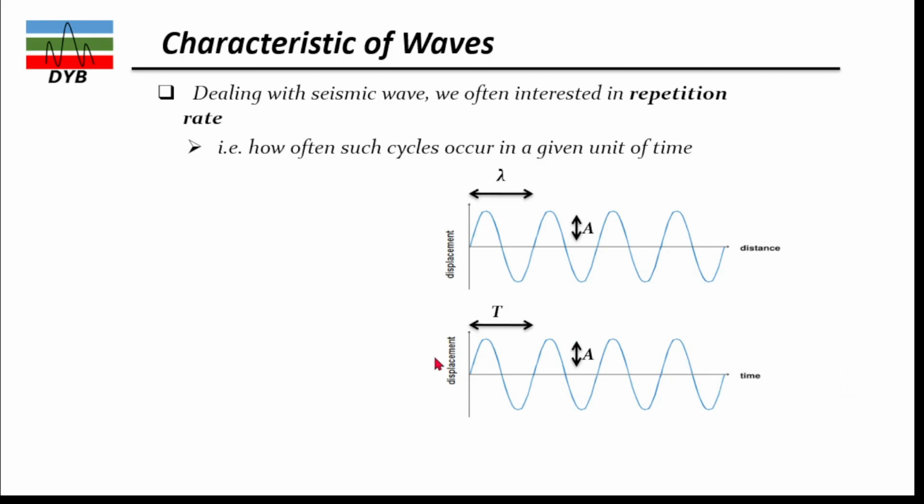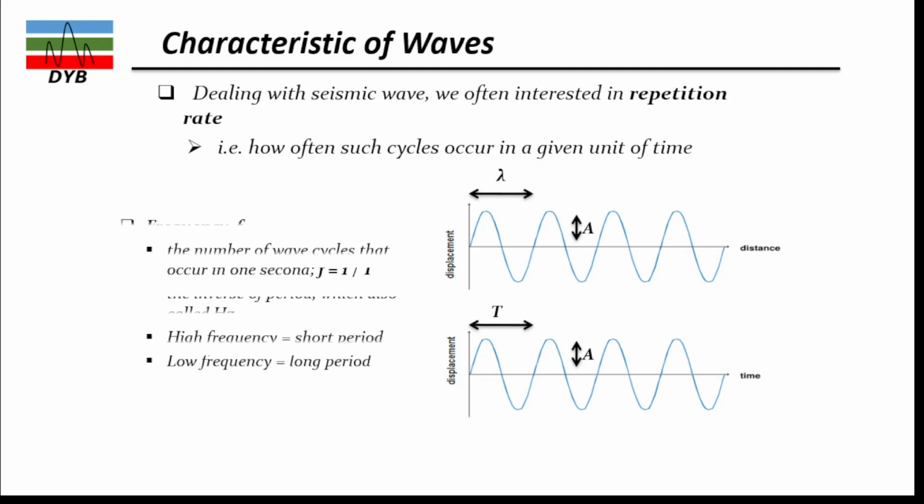So let's look at further characteristics of the wave. When we are dealing with the seismic wave, we often consider the repetition. One of the components is frequency. The number of wave cycles that occur in 1 second is equal to the frequency. So frequency is 1 over time. Over here, if this is 1 second and you count the number of cycles, this is 1, 2, 3, and 4. So you can say the frequency of this wave is 4.